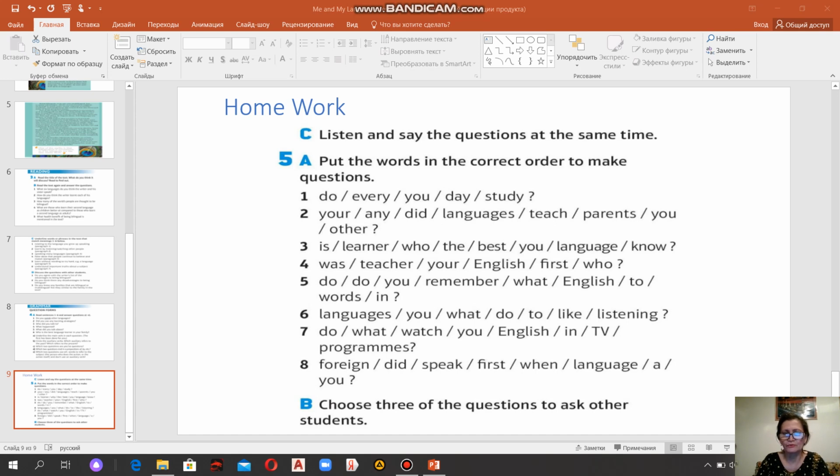Now your homework. Do exercise number 5A. Put the words in a correct order to make questions.